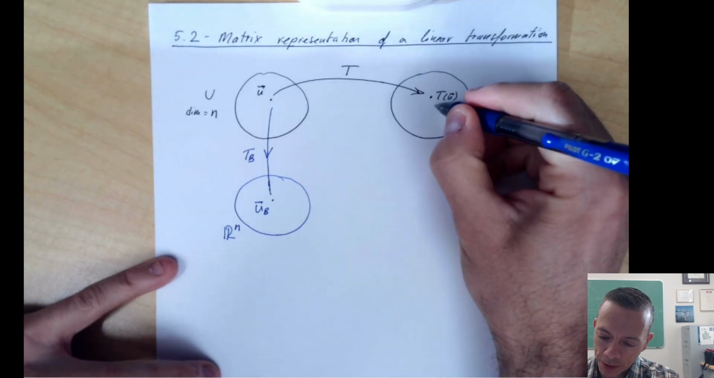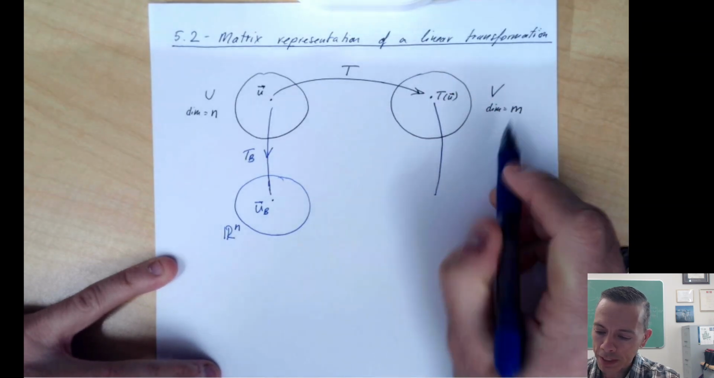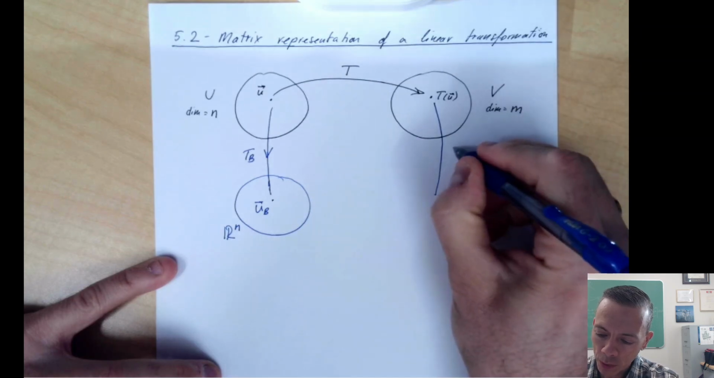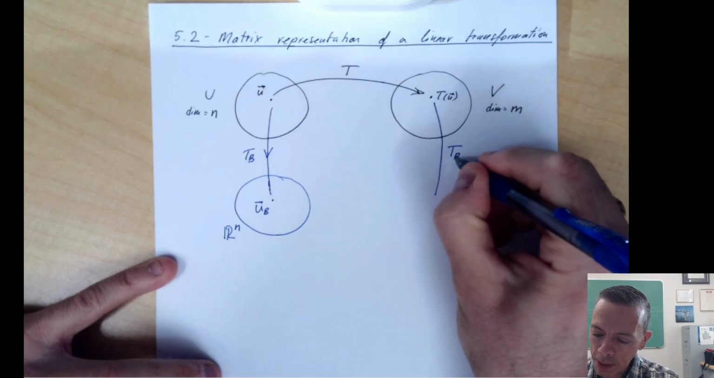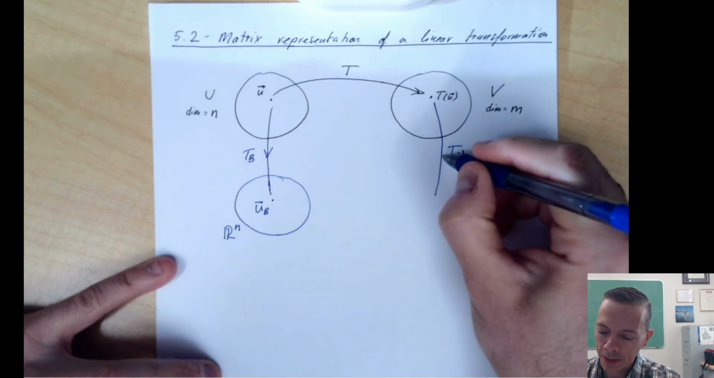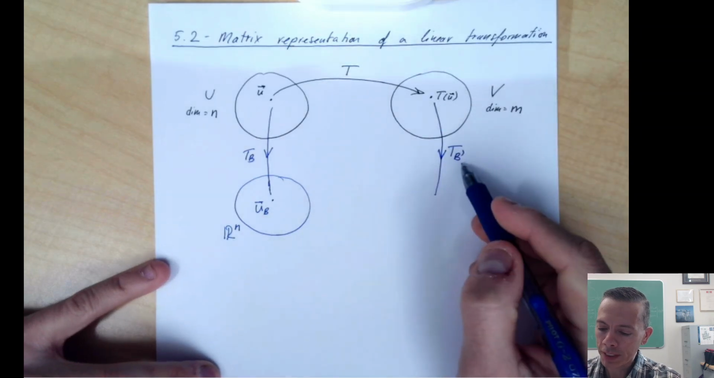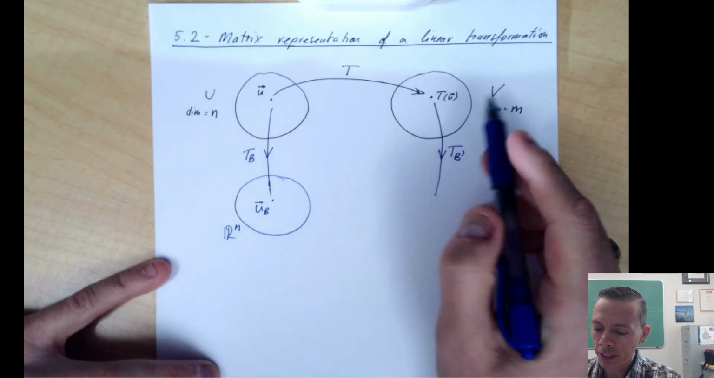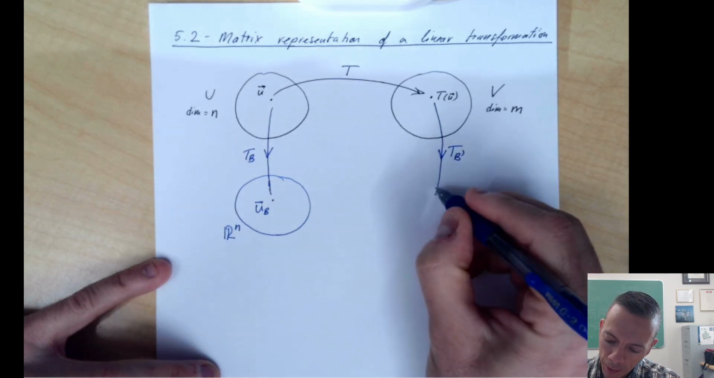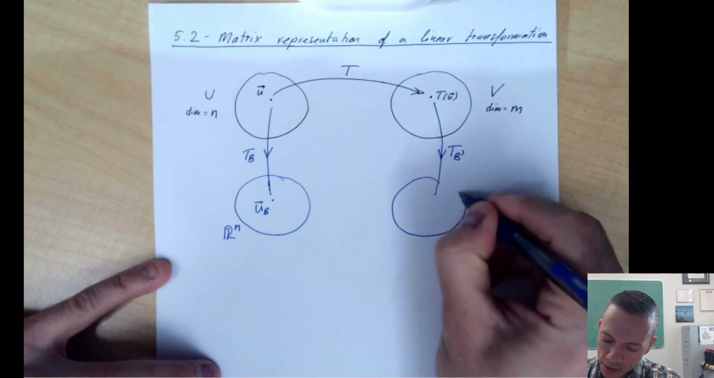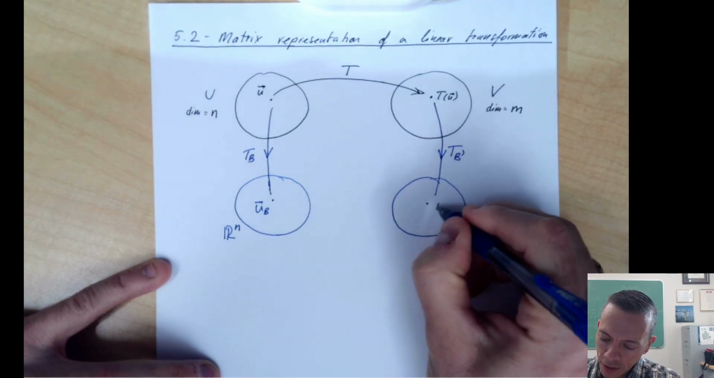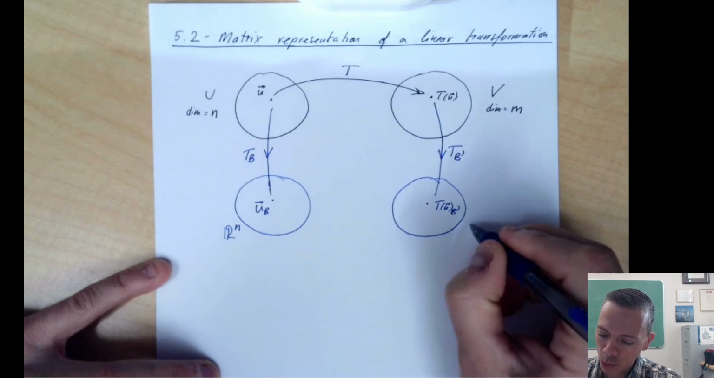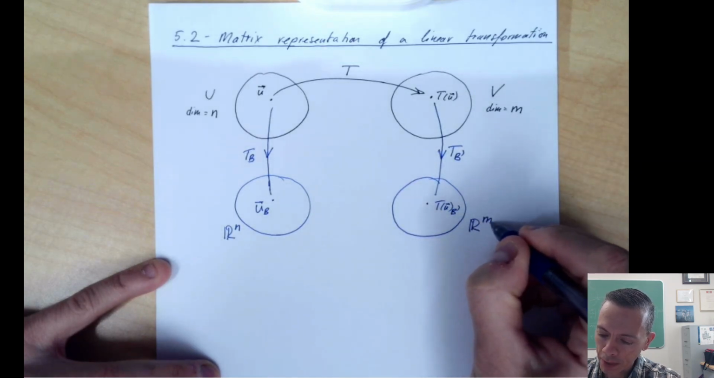We're going to do the same thing on the other side here. We're going to take a basis for V. This basis will have m vectors, and we'll call that basis B prime, and define a coordinate transformation T_B', which will map the vector T(u) to its coordinate vector [T(u)]_B', and this will be a vector in R^m.